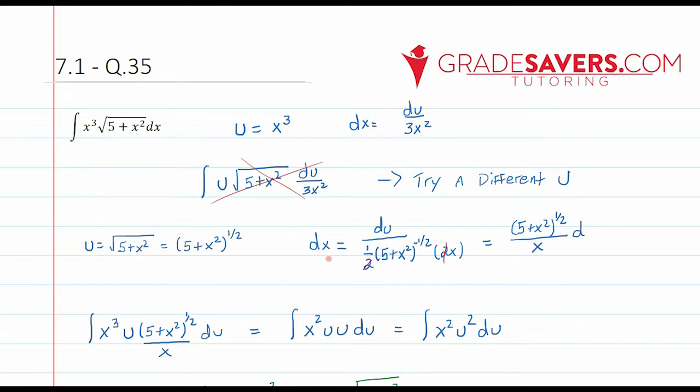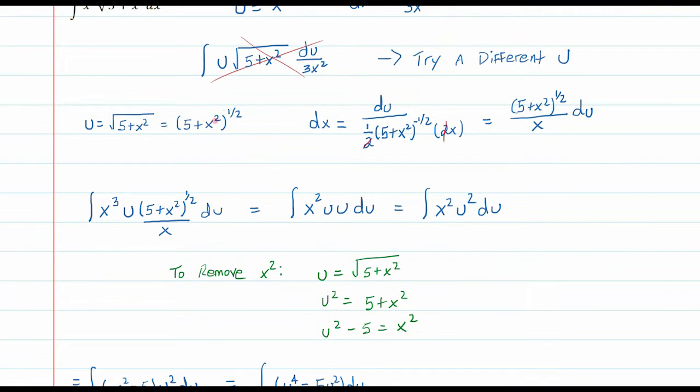Then we can find our dx to be equal to du over the derivative of u, which in this case by chain rule will be 1/2 times 5 plus x squared to the power of a negative half times 2x. And it turns out these two cancel out, and we can simplify by bringing this negative exponent into the numerator. So we get 5 plus x squared to the power of a half du over x. And now we can begin substituting our values in.